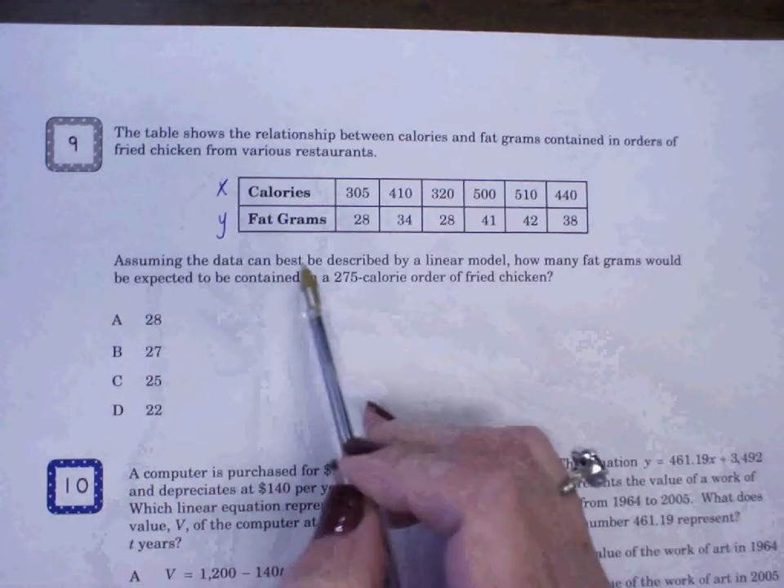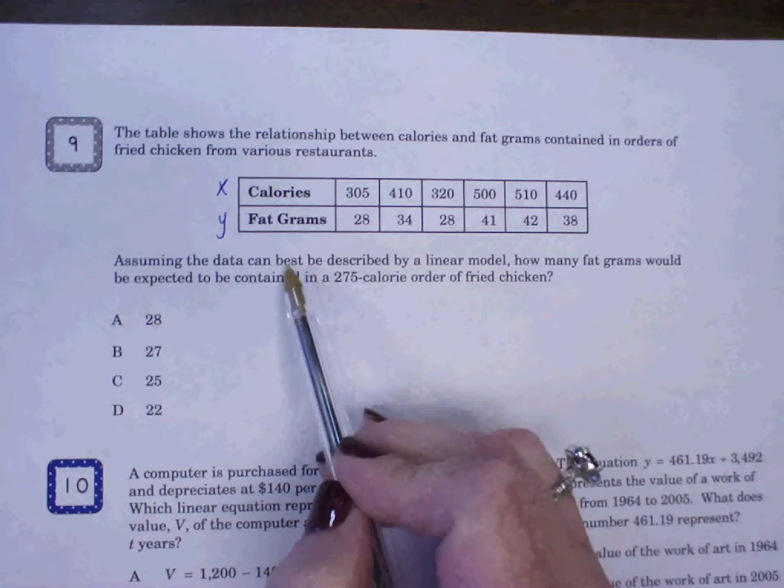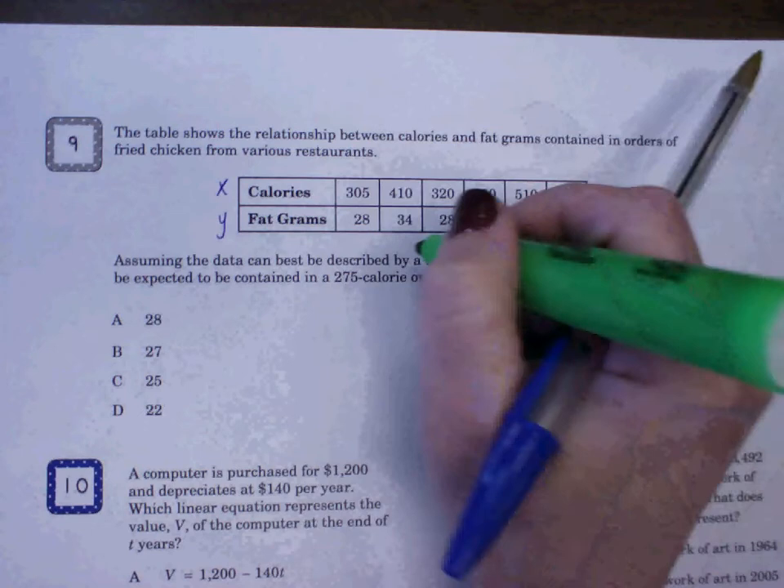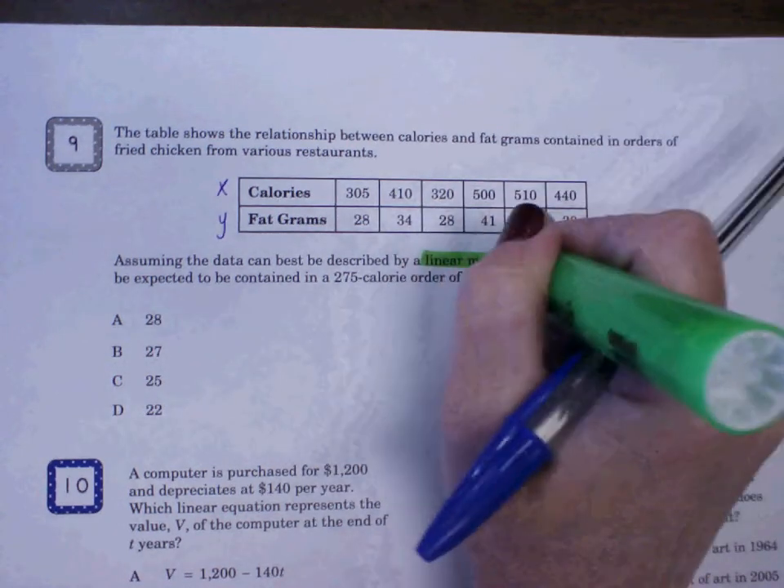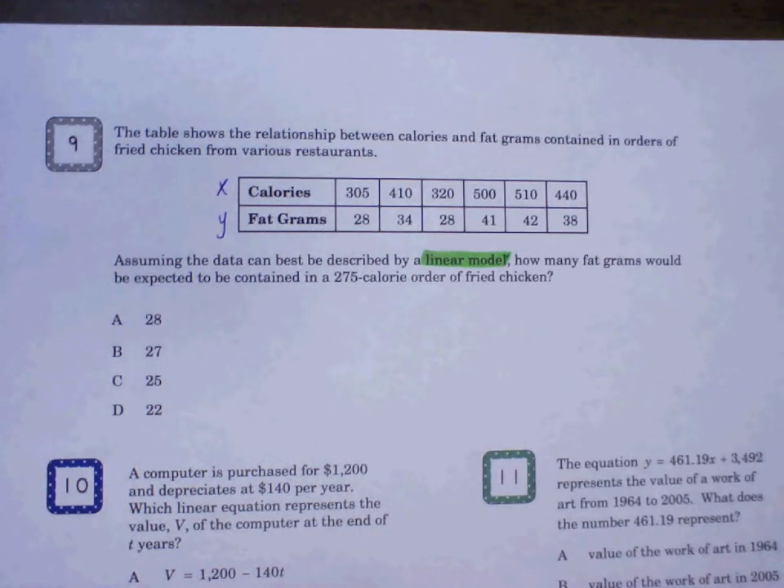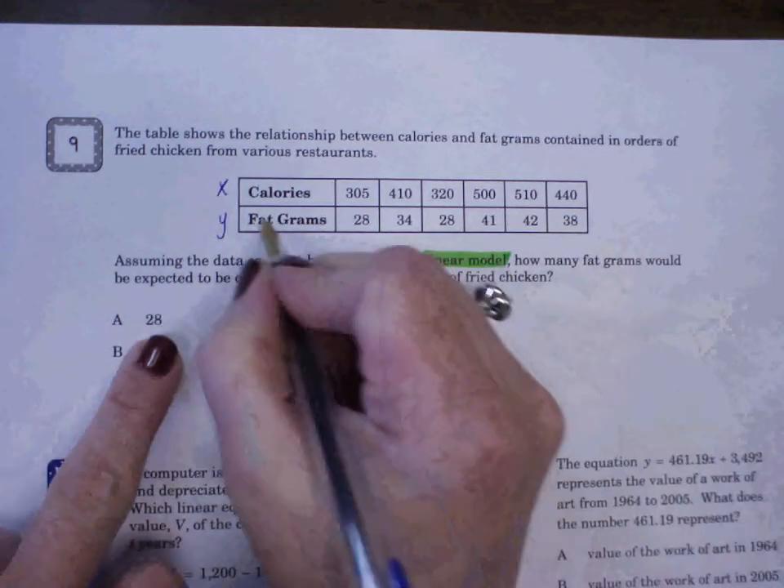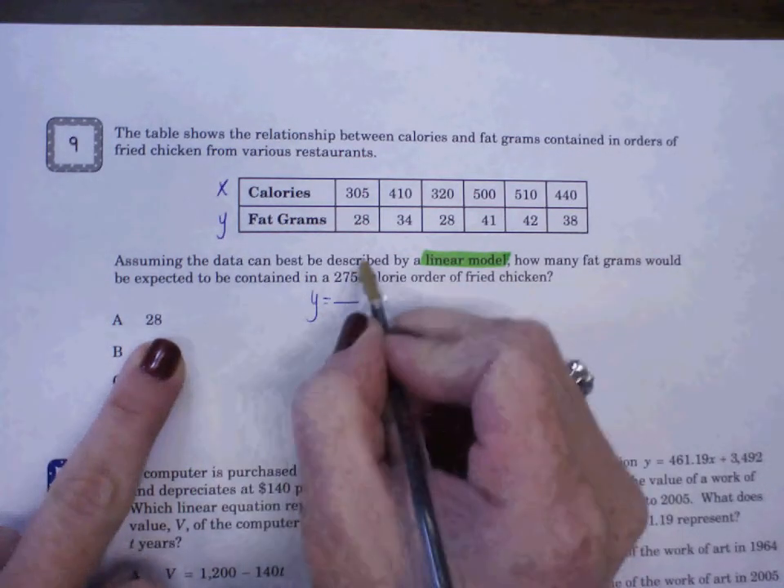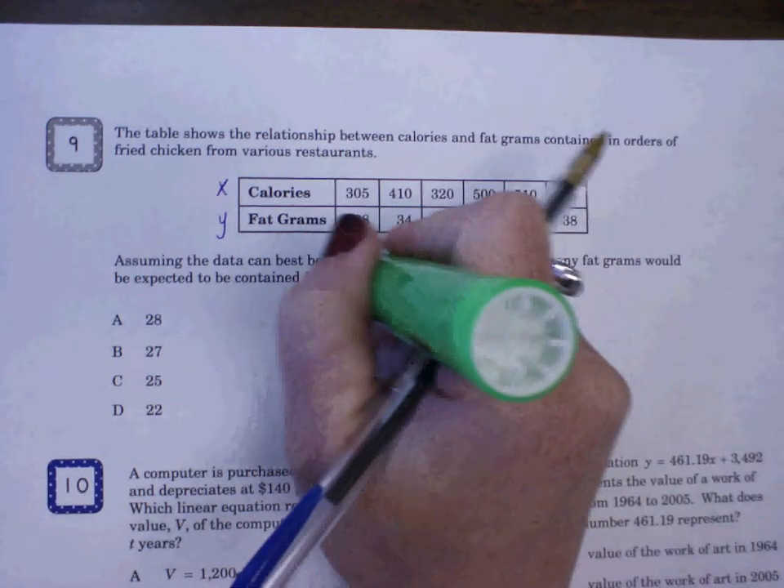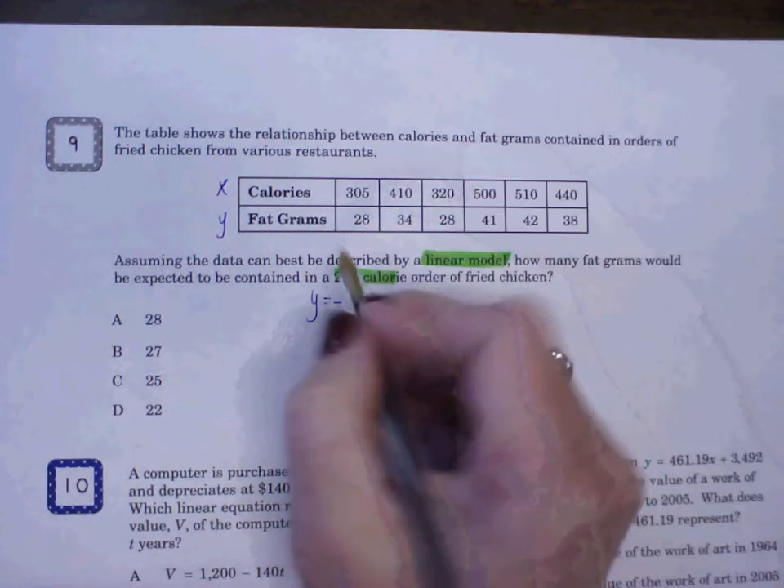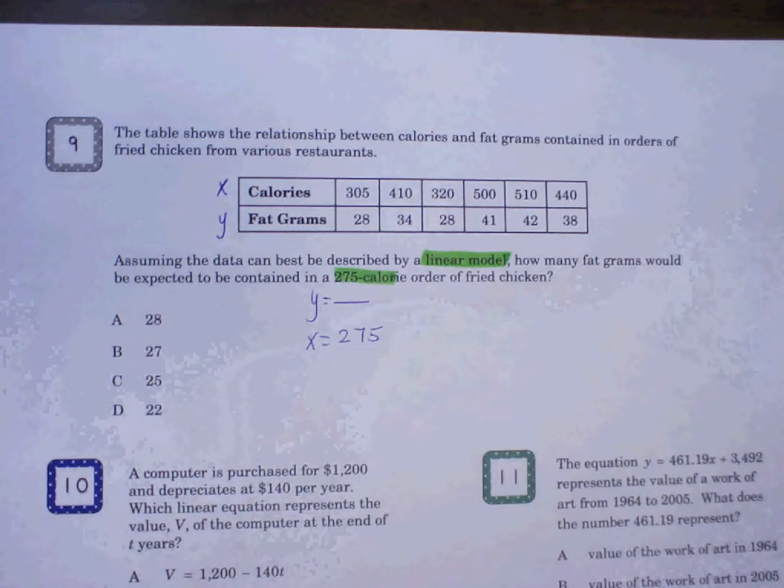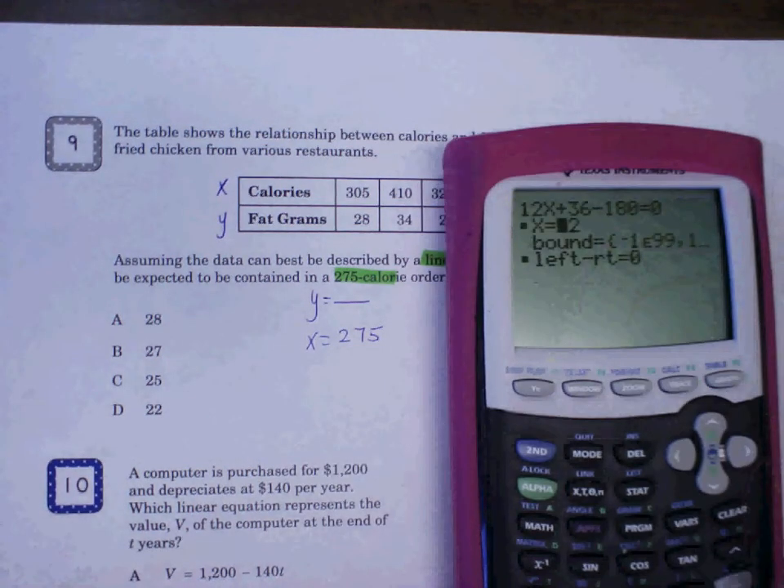Assuming the data can best be described by a linear model, that means we can go to stat. How many fat grams would you be expected to be contained? So what is your Y when you have 275 calories, when X equals 275. So the first thing you're going to do is go to stat and come up with the equation of the line.